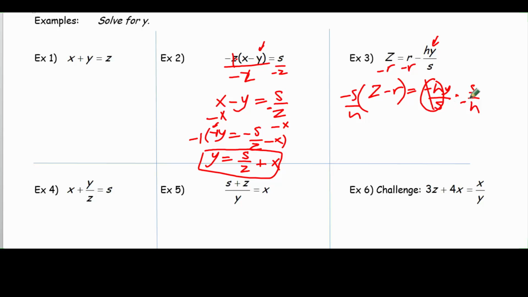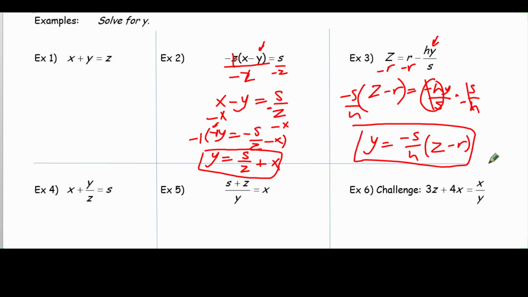And depending on how picky you want to be, y equals all this. Everything else is going away. So I can write this as y equals negative s over h times the quantity of z minus r. And that would be a fine answer. I would accept this answer. If you want to distribute, then fine, but you don't need to.